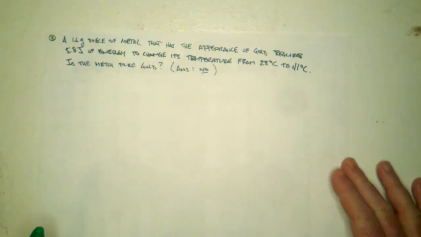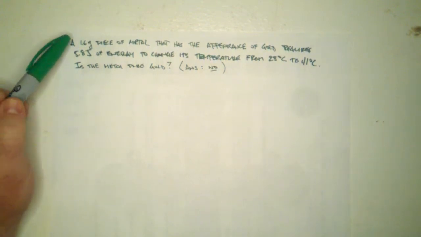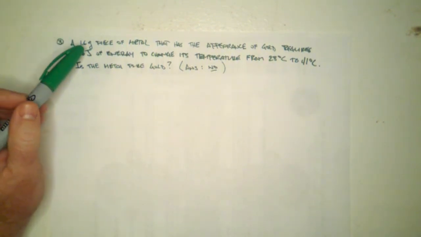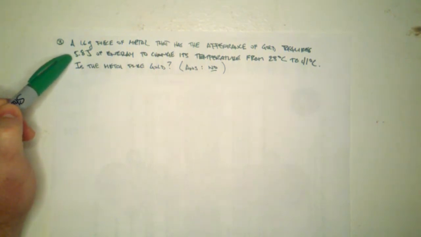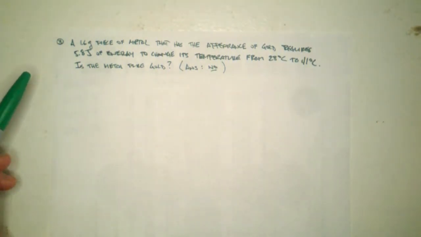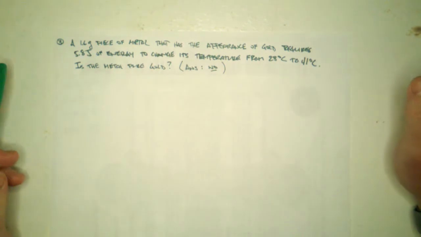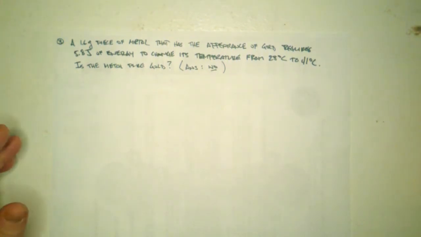Now we got one more. This is really a practical application of heat. Let's say we have a piece of metal, 1.6 gram piece of metal that has the appearance of gold, but we don't know if it's gold. We do know, though, that it takes 5.8 joules of energy to change its temperature from 23 degrees C to 41 degrees C. Is the metal pure gold? Well, the answer is no.